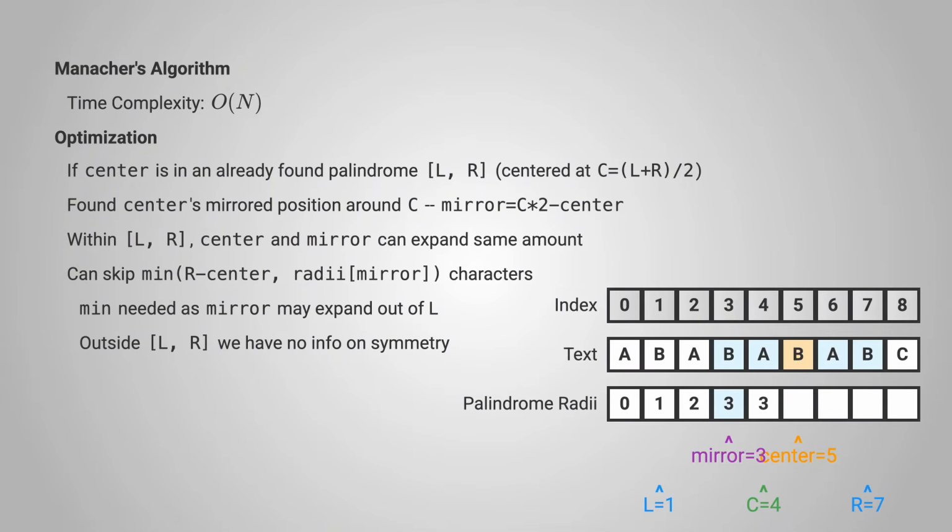Continue with the example. We now try to expand index 5. Its mirror position is index 3. Although its mirror position can expand 3 characters, only 2 are within the range of L and R. So in this case, we can only skip 2 characters, as the third character is outside the range that we know are symmetric.